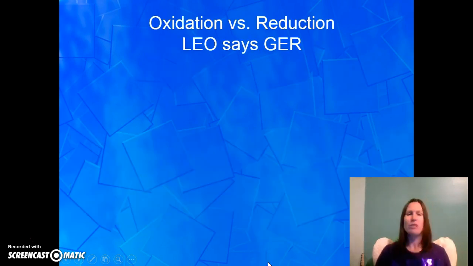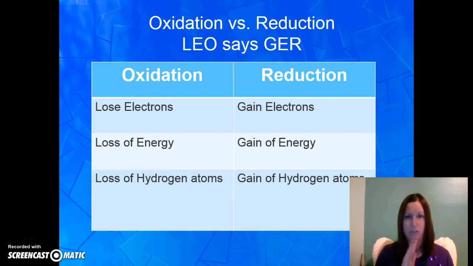So let's talk about what is oxidation versus reduction, because you have to have an understanding of this. How I always remember this was the acronym LEO says GER. LEO is lose electrons, oxidize. GER, gain electrons, reduced. So here's a little table to help you out.